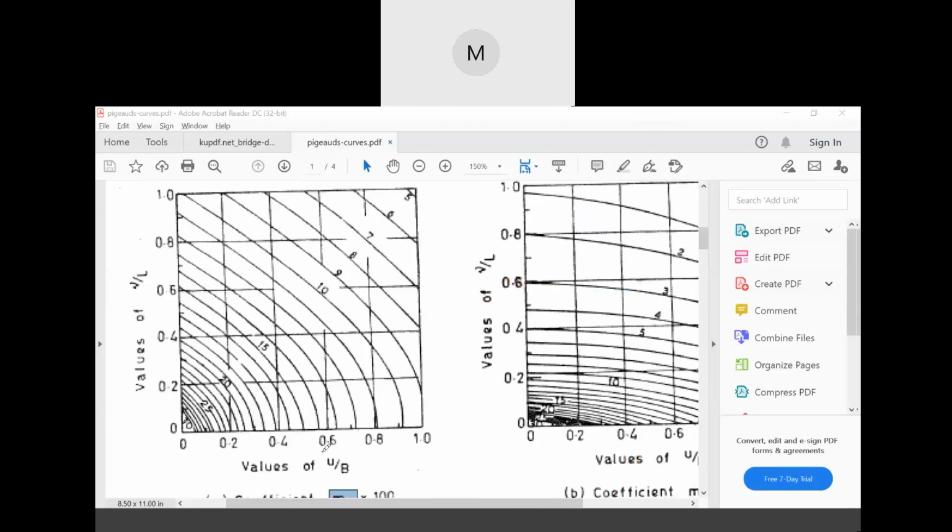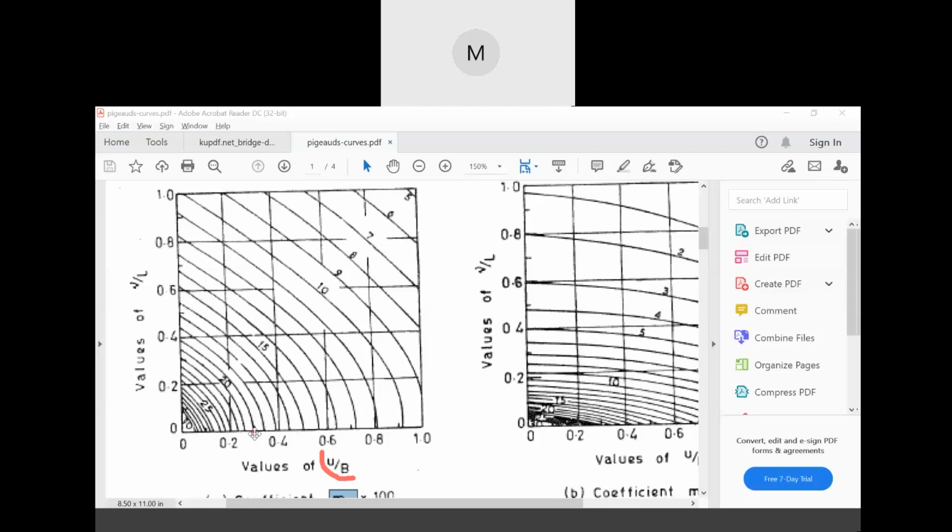Now for u by b, small u by b value is how much? 0.33, right? Please keep on writing the numerical, then it will be helpful for you. 0.33. So 0.2, 0.4 is here. 0.33 you can consider it here. Yes or no?